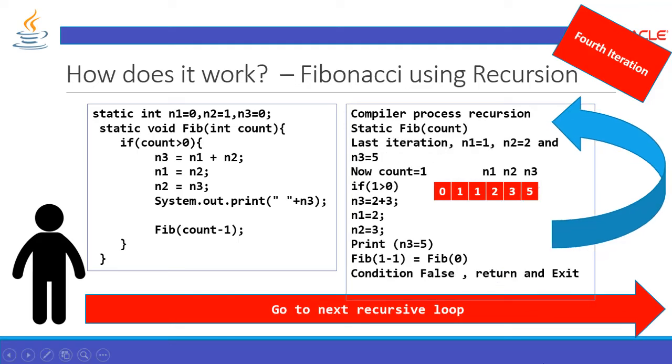So in this iteration, as you can see, the last iteration value plus this one gives 5. Since n1 equals 2, plus 3, that is 5. So this will print 5. Now after this iteration, since count minus 1, it becomes 0. That means the condition is false now. So it will return, exit, and print the whole series. So this is how it works.